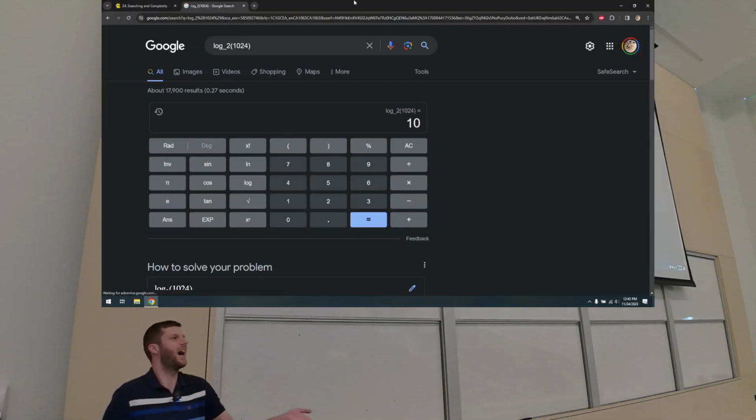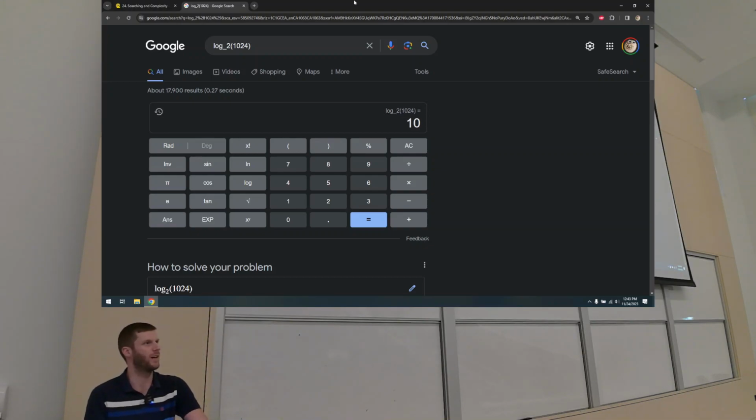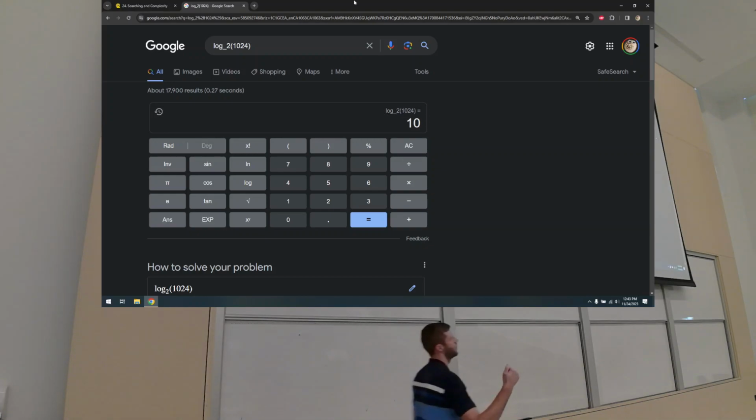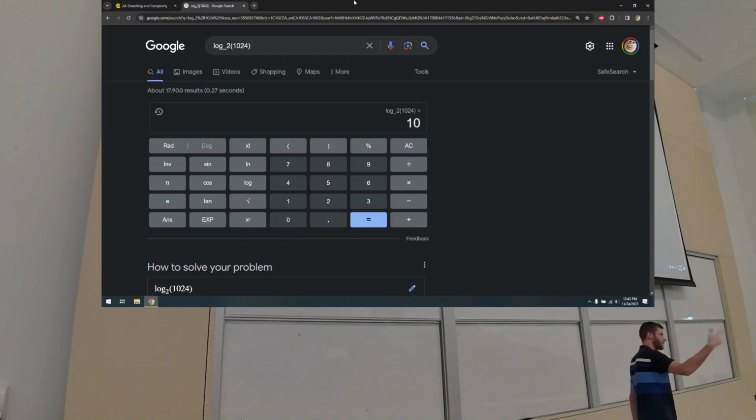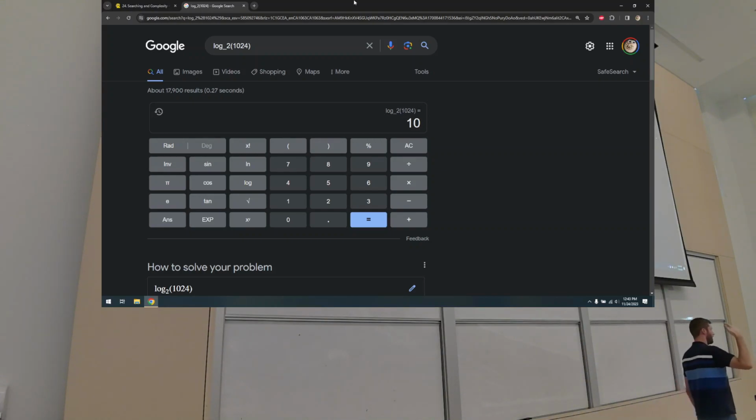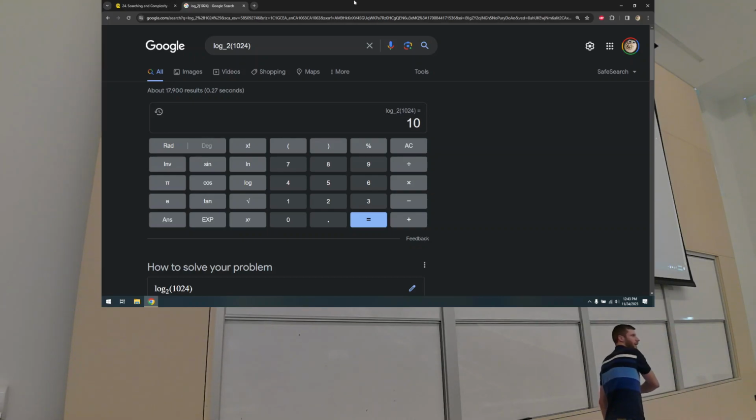How many times do I divide this by 2, right? 1024 divided by 2 is 512, divided by 2 is 256, divided by 2 is 128, divided by 2 is 64, divided by 2 is 32, 16, 8, 4, 2. It gets us down to like 1. Right? And how many steps was there?